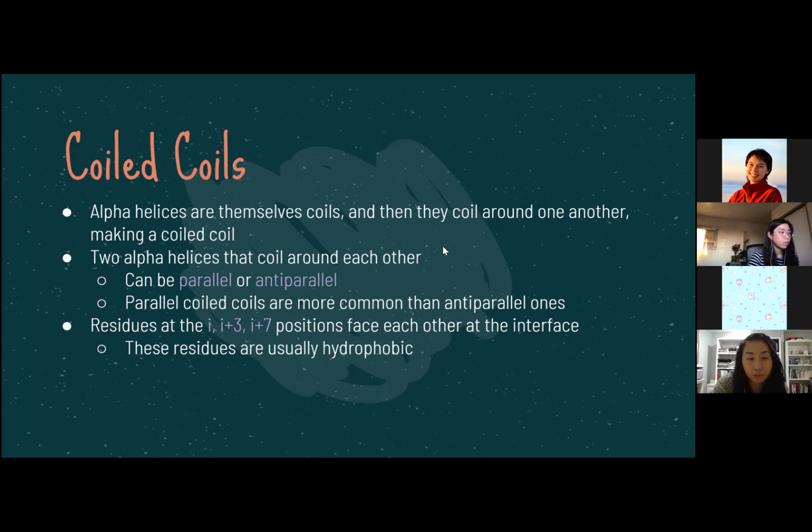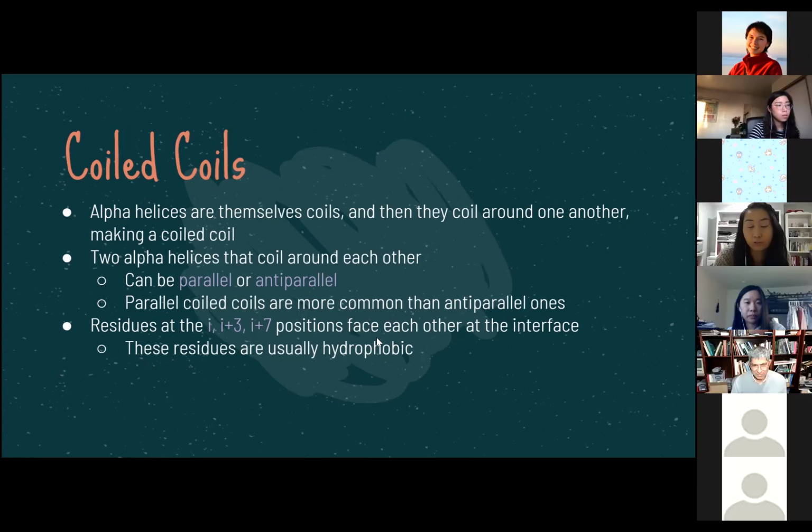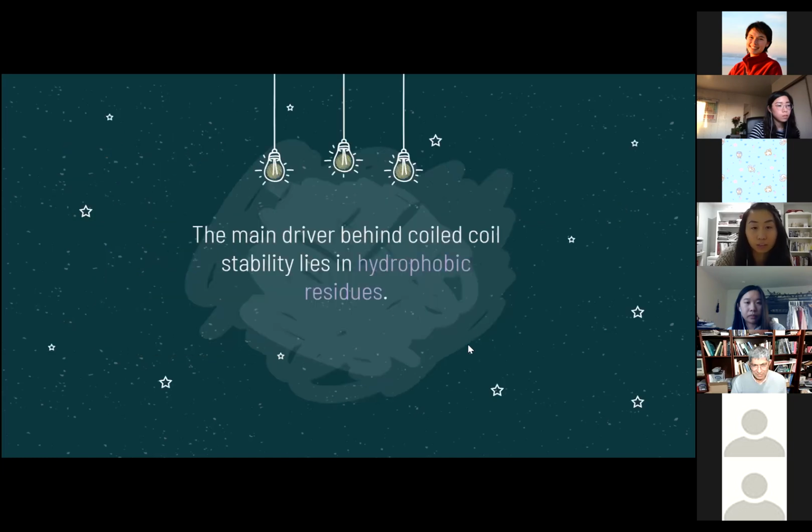And then just as we saw before, residues at the I+3 and I+7 positions face each other at the interface. So this is going to become really important when we see how these residues are interacting with one another. The residues at these positions are usually hydrophobic, and we'll see why.